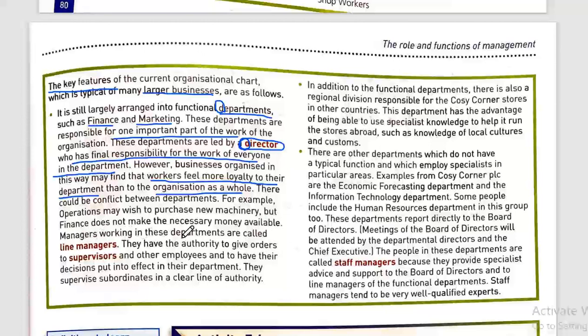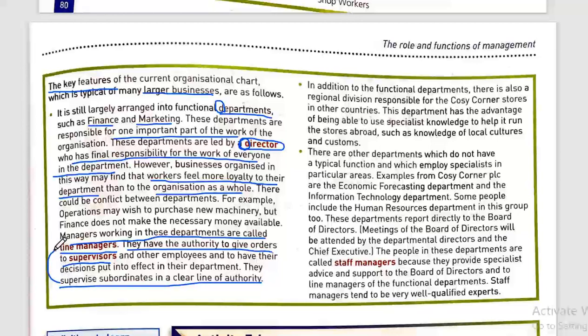Managers working in these departments are called line managers. In this department, the boss is the director. Then the line managers, the managers working in these departments, have the authority to give orders to supervisors. So we have directors, then line managers, then supervisors, and other employees, and to have their decisions put into effect in their department. They supervise subordinates in a clear line of authority.